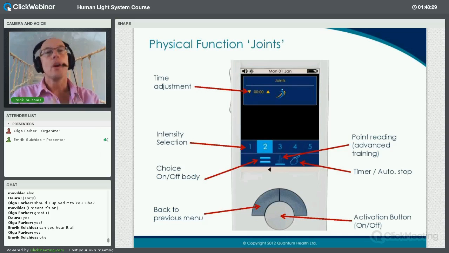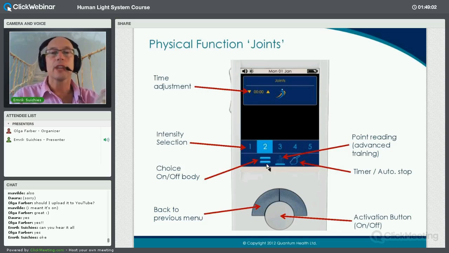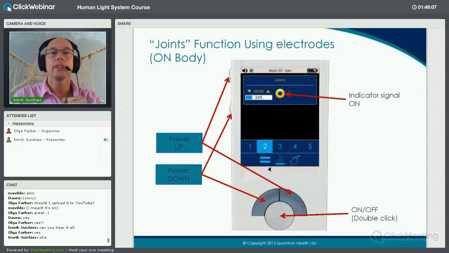When you use on body, then there is an intensity selection which I will tell you more about later. You have a timer, and when you put this on the timer, then the Mihealth will stop after the time you set. So if you put in 2 minutes, then it will stop in 2 minutes. When you put it on the hand like this, it will go on and on. And this part, the equal sign, is to put it on body or off body. I will show you later on.